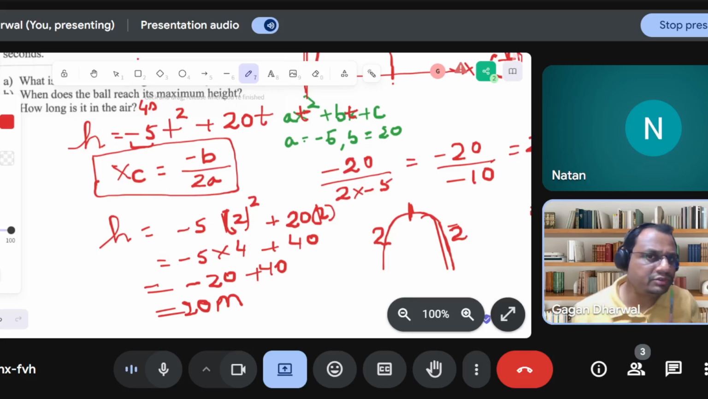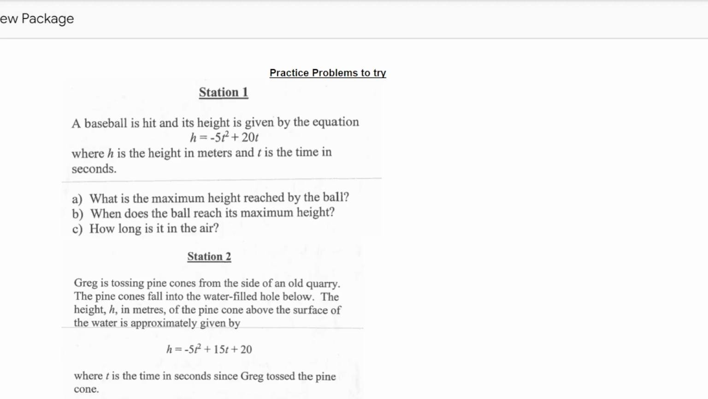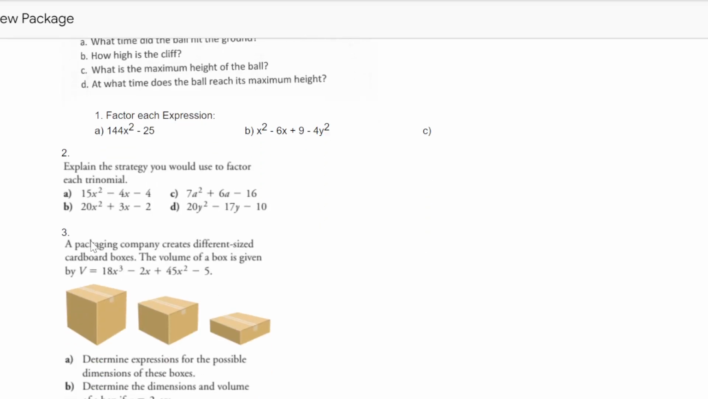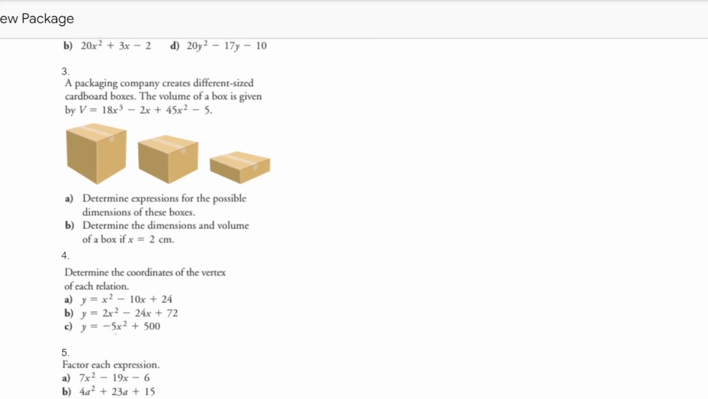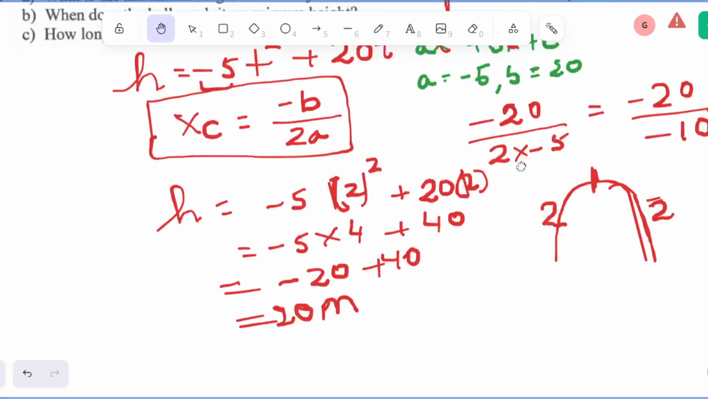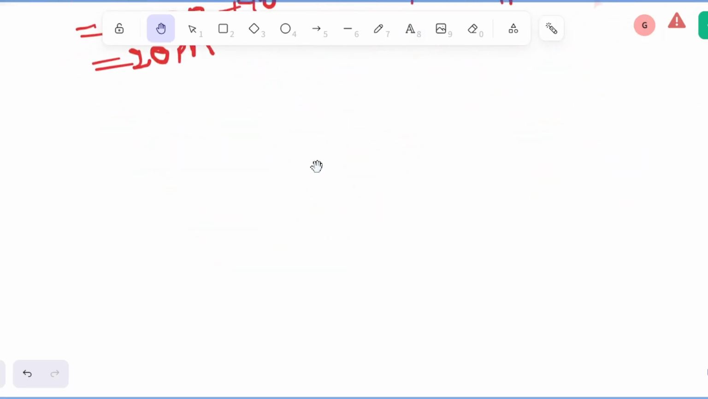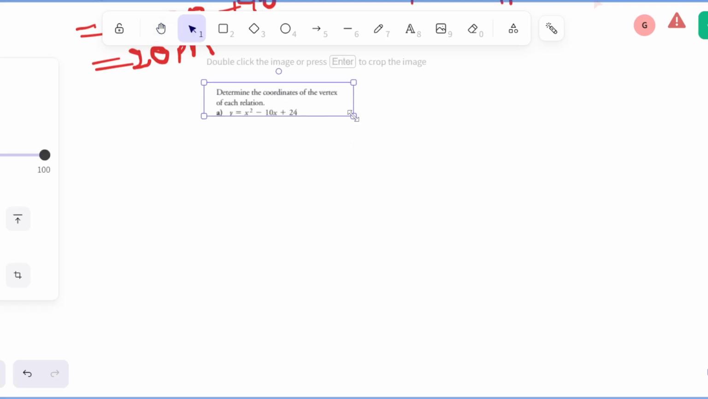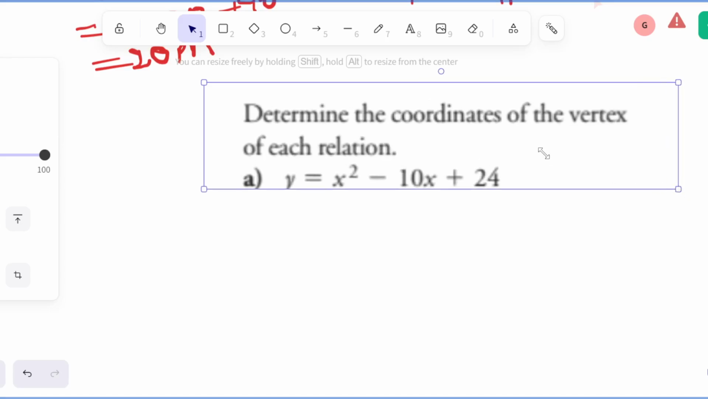Now let's take a question to find the vertex. I think that will help us. I'm just taking one question where we need to find out the vertex. I have the question ready now, and I'm just dragging it up and pasting it here. Yes, this is what it is.